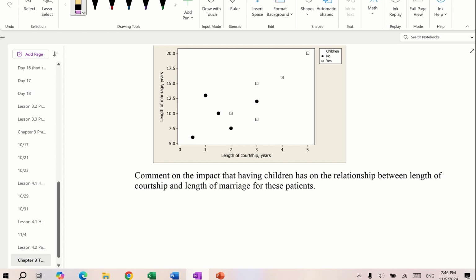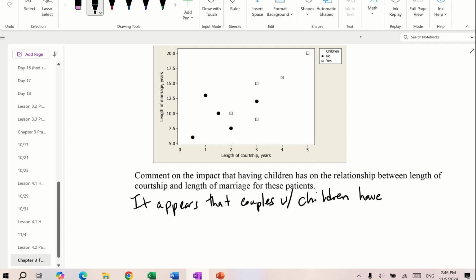Okay, so we can make a note of that. It appears that couples with children have longer courtships and longer marriages.